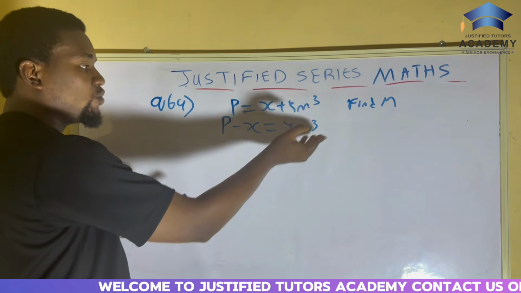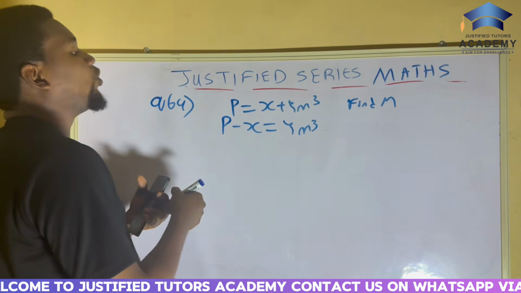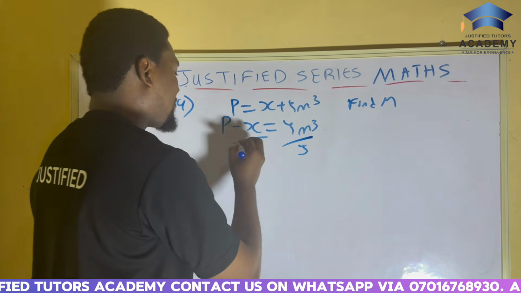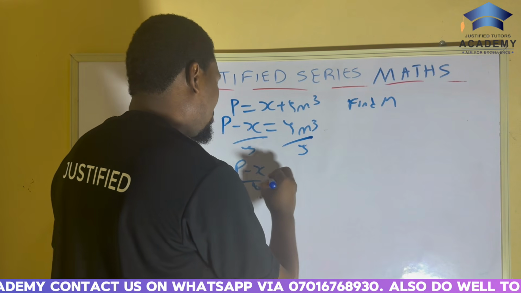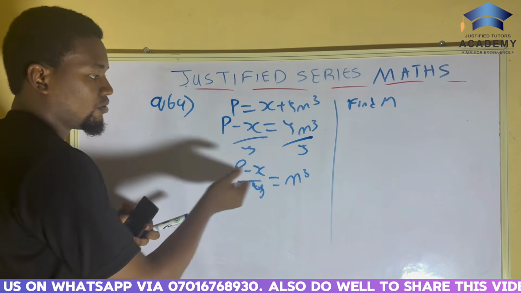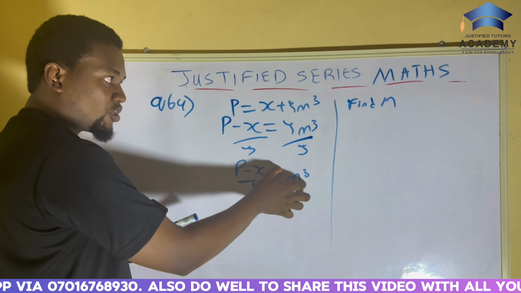Now we've moved it. What can we do again? We divide both sides by y, because we want to isolate only m. So dividing both sides by y, we get p minus x over y is equal to m cube. But we still have the cube here. We need to isolate only m, because they say we find only m.